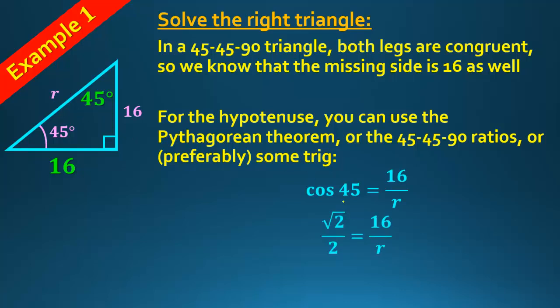Alright, so cosine of 45 degrees is root 2 over 2, and that equals 16 over r. So all we have to do is solve for r, and when you do that, you're going to come up with r equals 16 root 2 for your answer for the hypotenuse, and now we know all three sides and all three angles. Easy peasy.